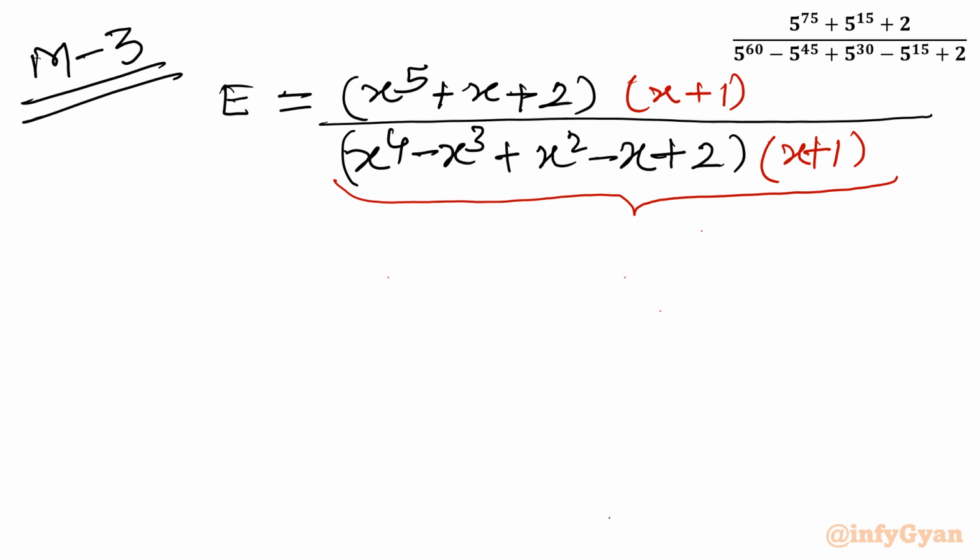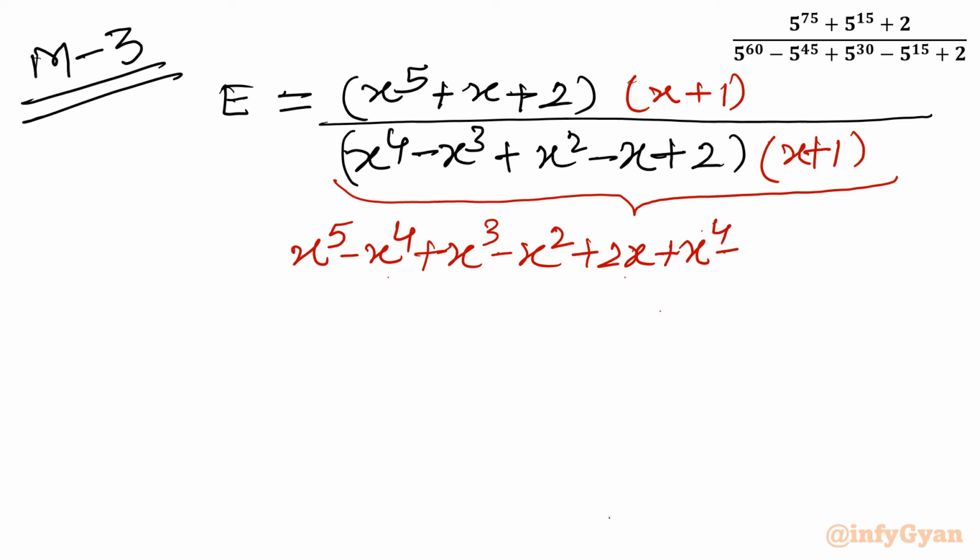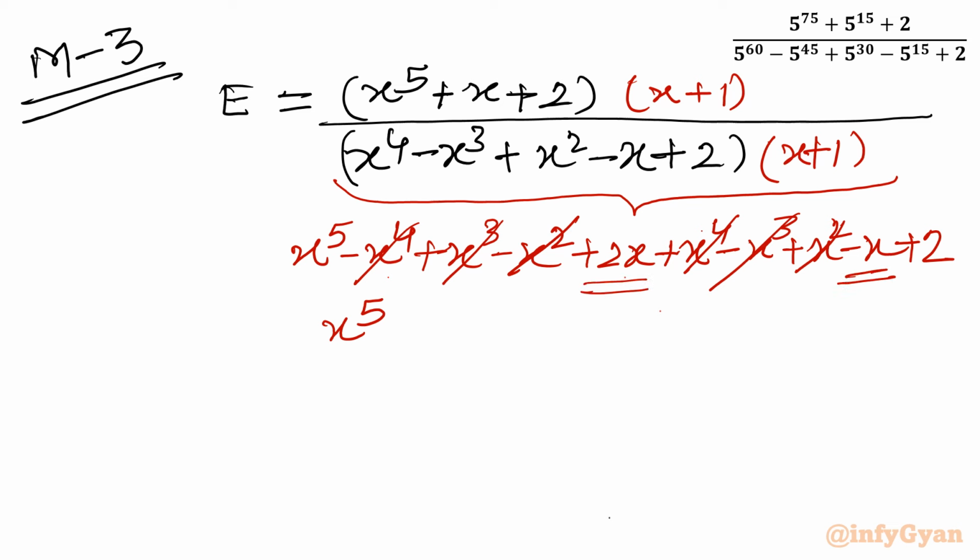So let us multiply. I will multiply this first bracket with x first. So I will be writing x power 5 minus x power 4 plus x cube minus x square plus 2x. Now I have to multiply with 1. So same first bracket I will write: x power 4 minus x cube plus x square minus x plus 2. Now see what terms we will cancel. x square with x square, x cube with x cube, now x power 4 with minus x power 4. Now what is left? x power 5 plus 2x and minus x, so plus x, and last term is constant plus 2.